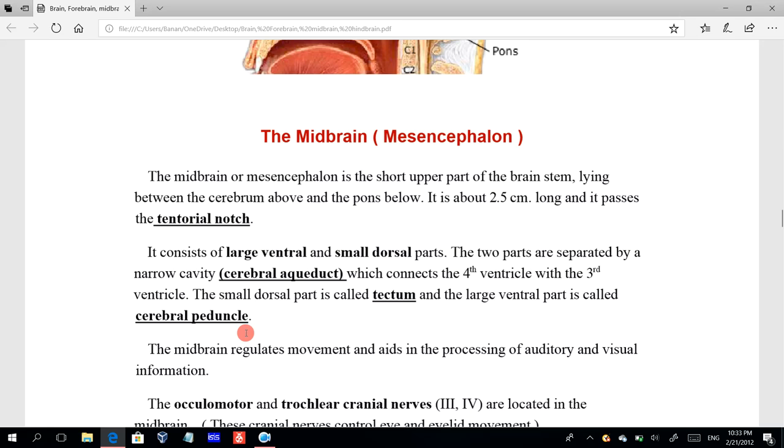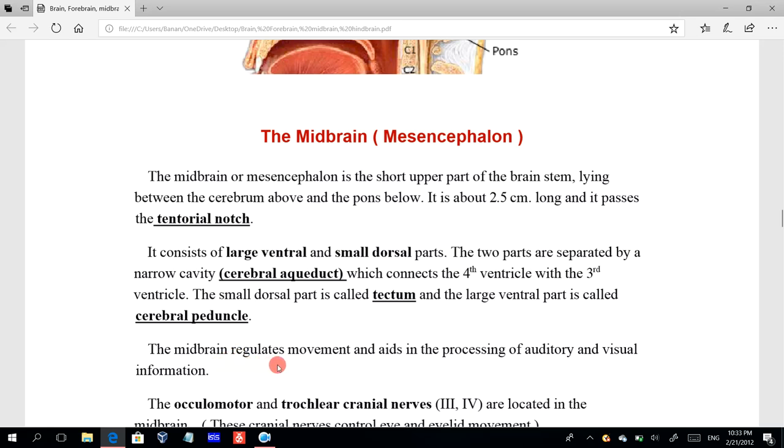The dorsal part is called the tectum, and the ventral part, which is the larger part, is called the cerebral peduncle. Peduncle means a small stalk, cerebral peduncle. It is a collection of nerve fibers, tracts of nerves that connect the higher centers of the brain, the forebrain, and the hindbrain. This is the cerebral peduncle.